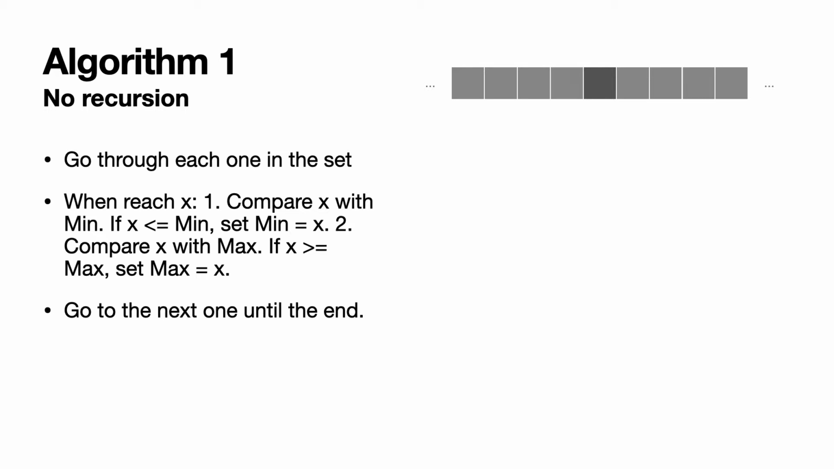So the total time consumed for going over each one will be big O n, and for the comparison for each one it will be O 2. Then the overall running time will be big O 2n, which equals big O n.